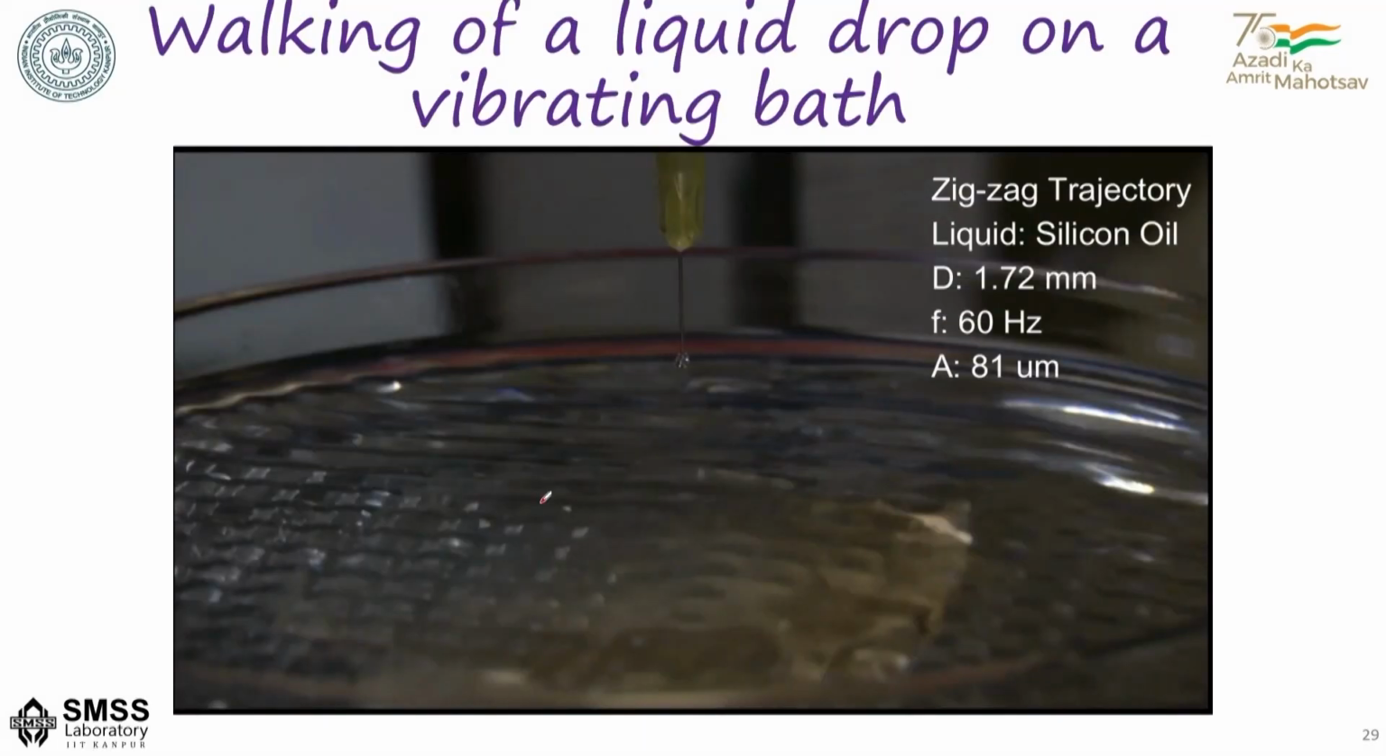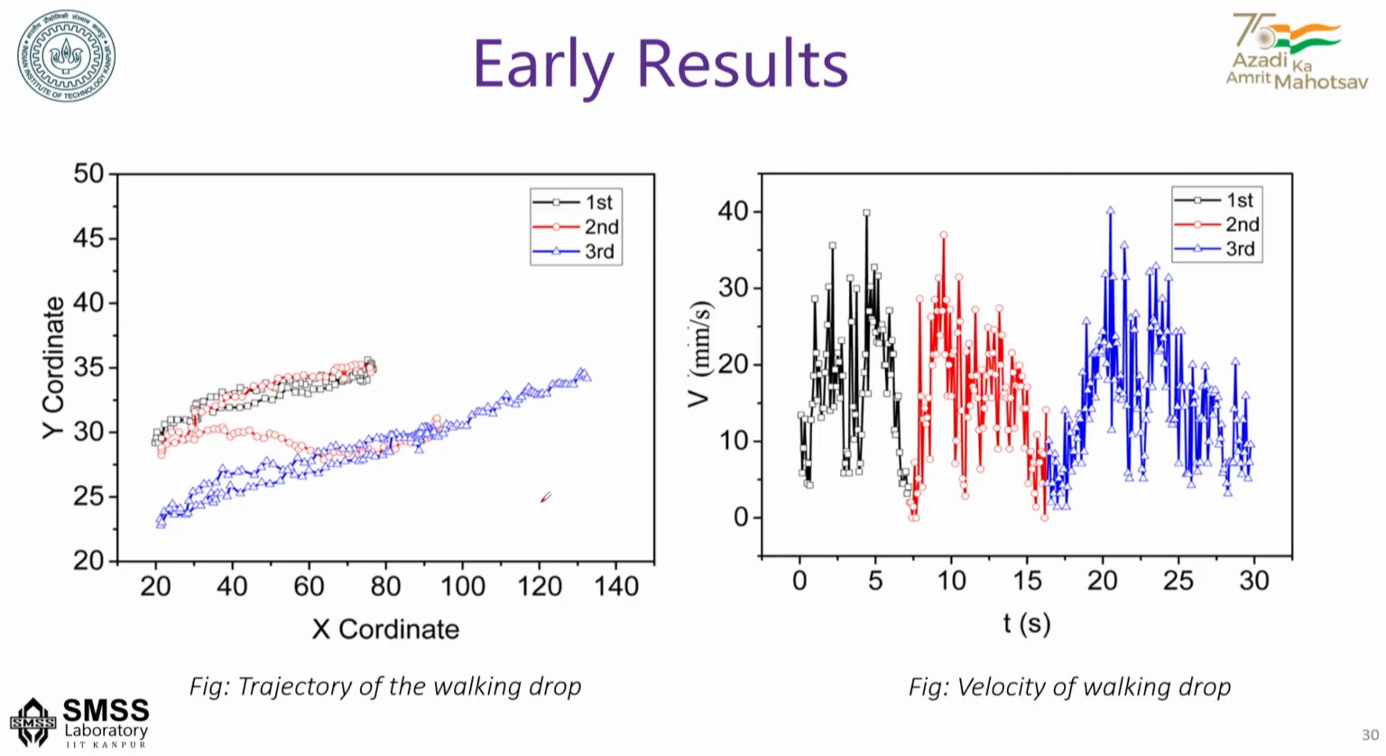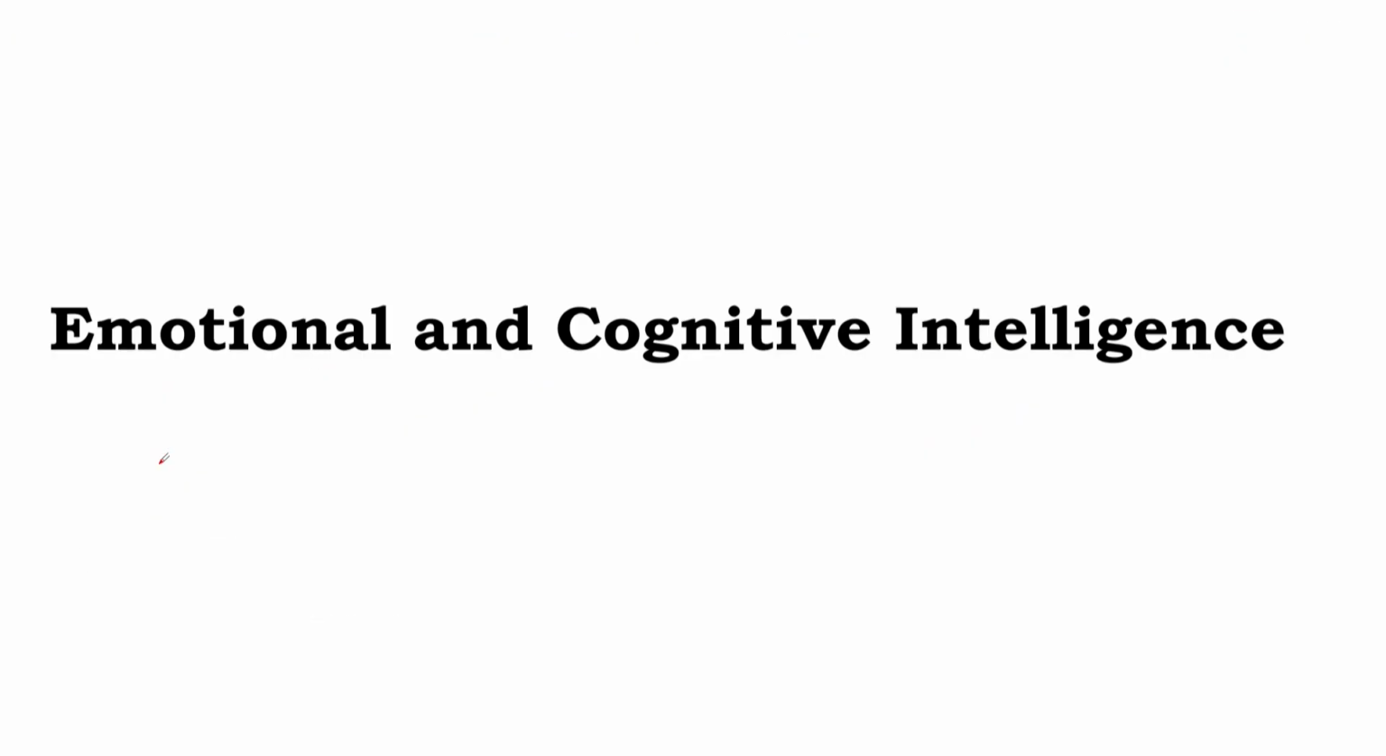You can control that trajectory. So, this is a zigzag trajectory control system, and you would see the y and x coordinate, which clearly shows that some kind of a path is coming up in the system.